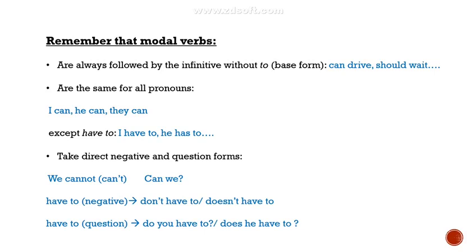And they take direct negative and question forms. We say we cannot. In question form we say can we. Have to in negative is don't have to or doesn't have to. And in question form we say do you have to or does he have to.